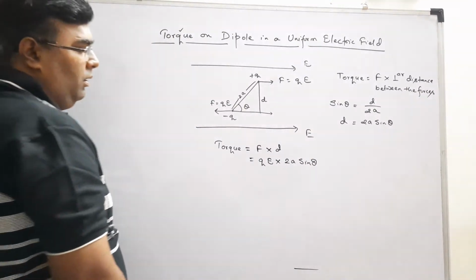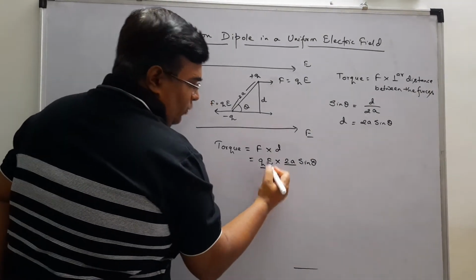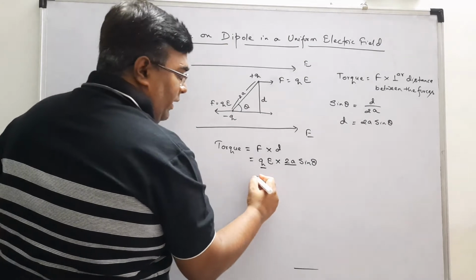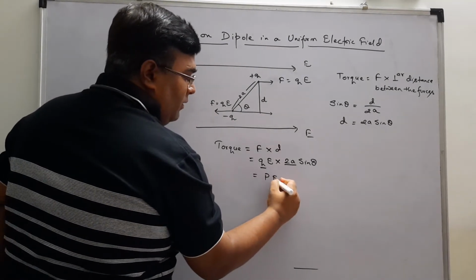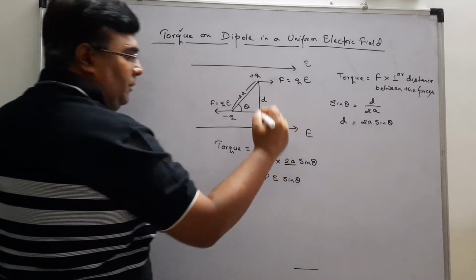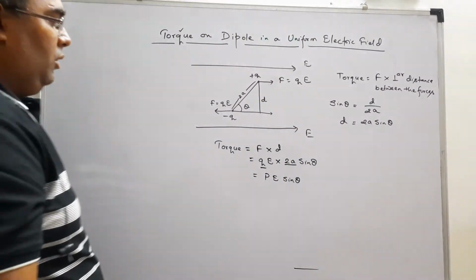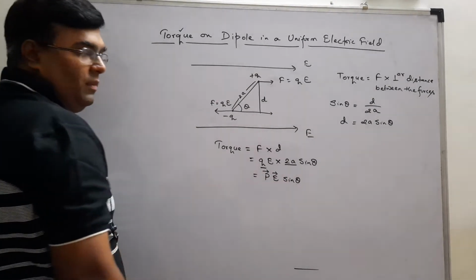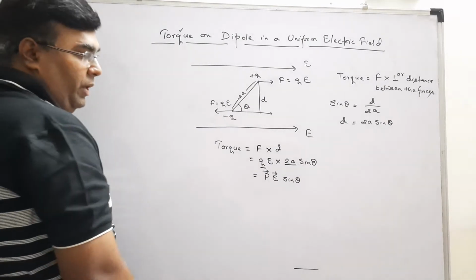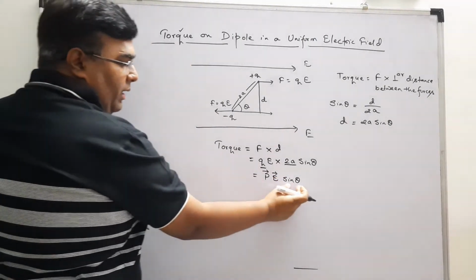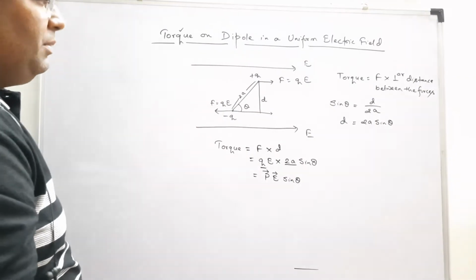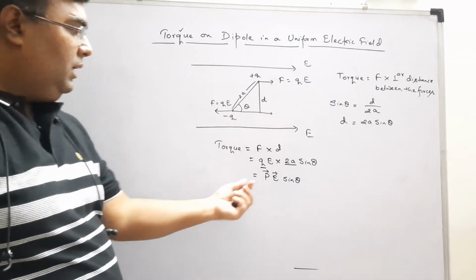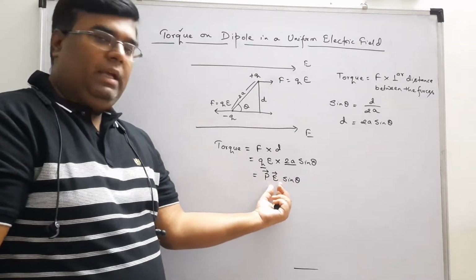Correct? Now 2a and q, we already know, that product is known as the dipole moment. So we can write it as pE sine theta. Now p is also a vector quantity, E is also a vector quantity. Do you know any operation that involves two vector quantities and the sine of the angle between them? Sine between the dipole moment and the electric field. So basically this theta is the angle between p and E.